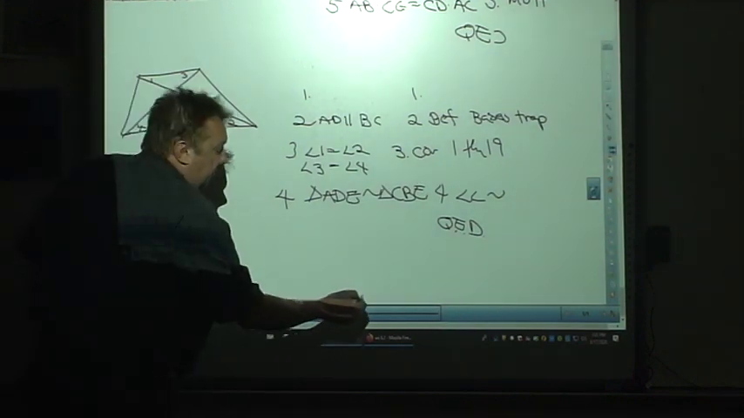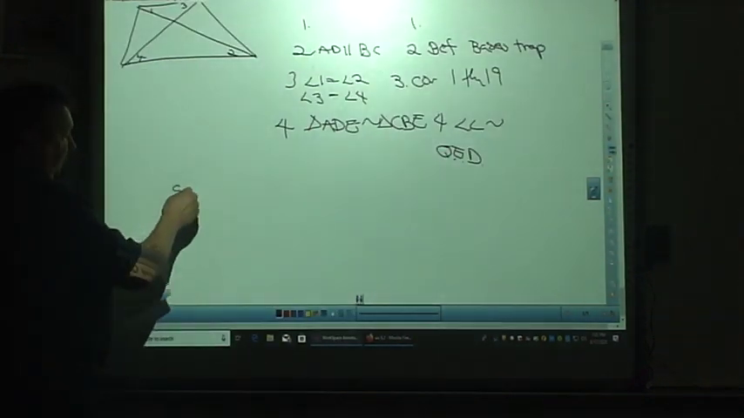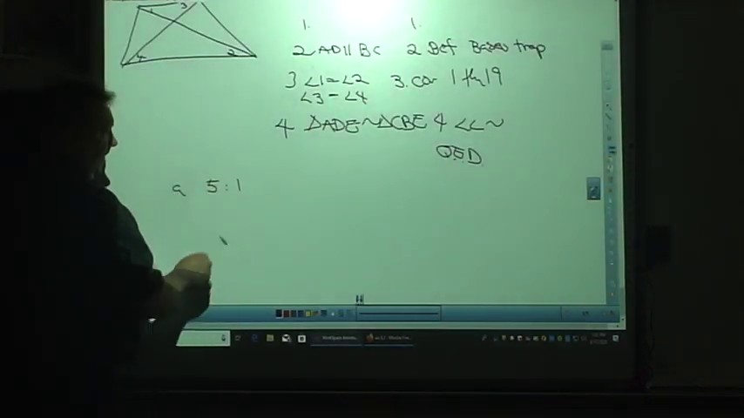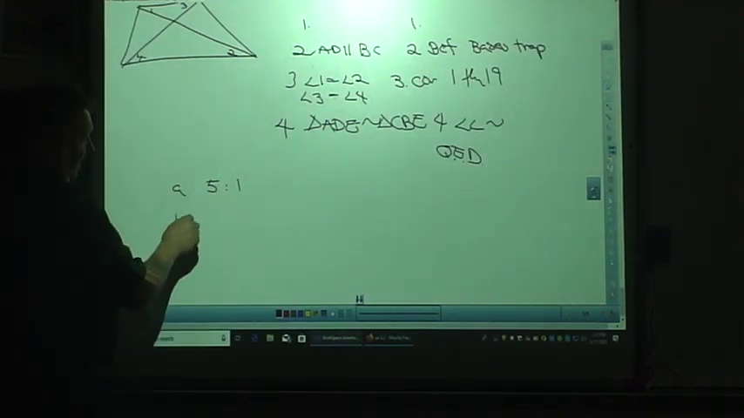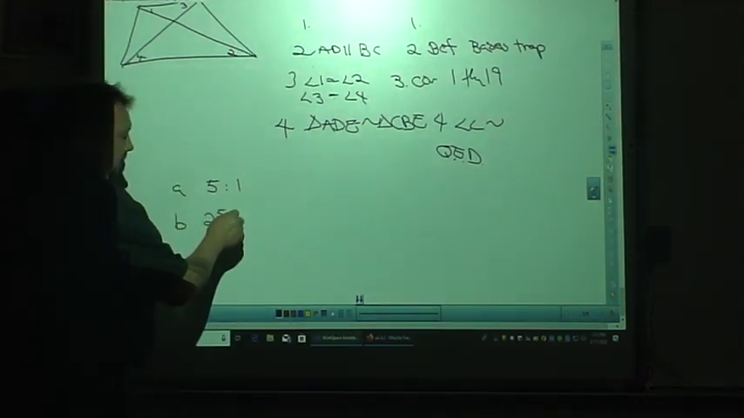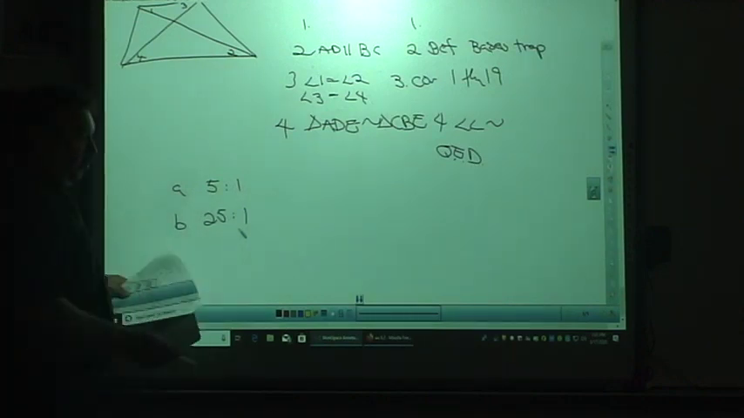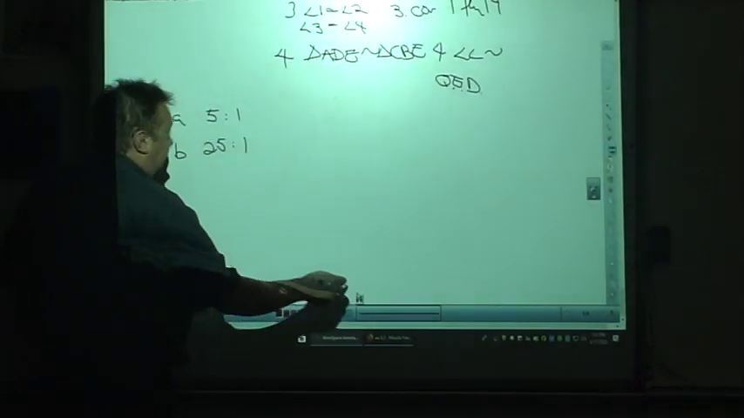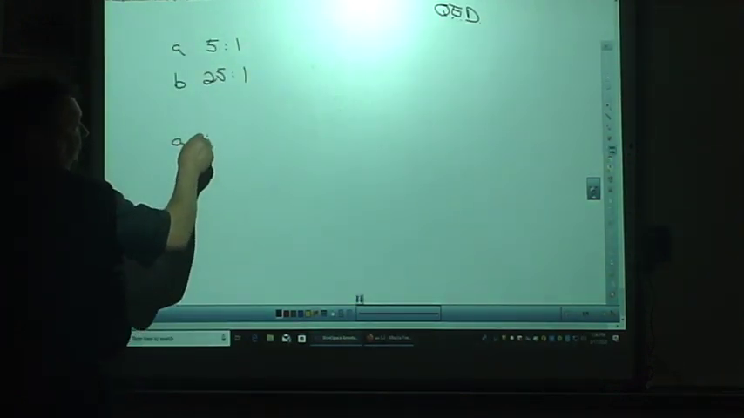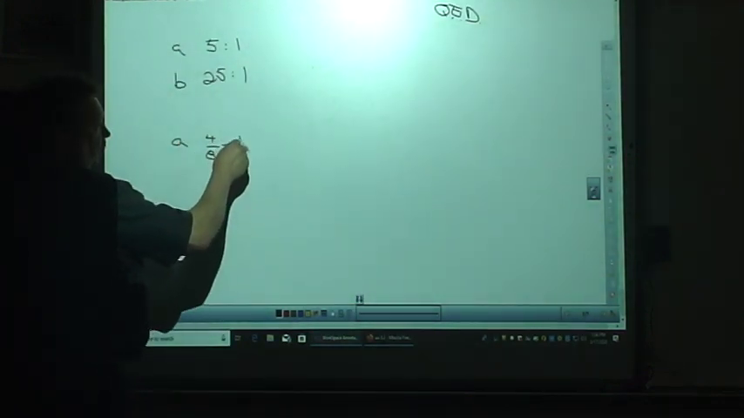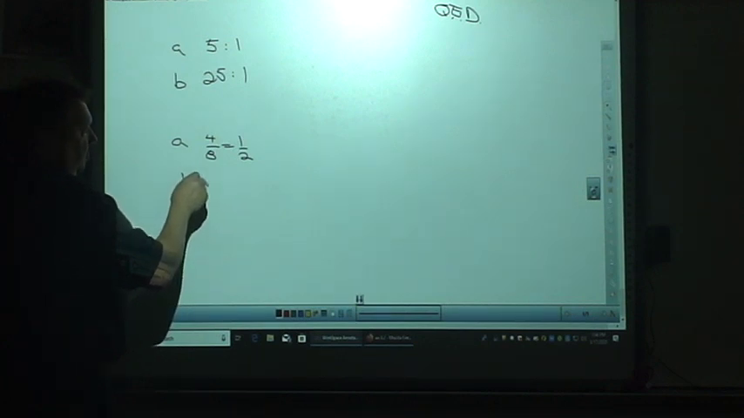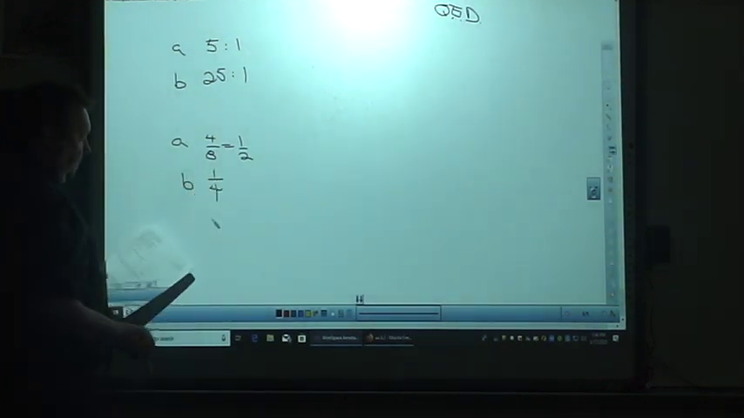29, do not make this difficult. Ratio of perimeters is equal to the ratio of the sides, 5 to 1. Areas just squared. On the next one, always go first to second. A is going to be 4 to 8, or 1 to 2. B will just be squared, 1 to 4.